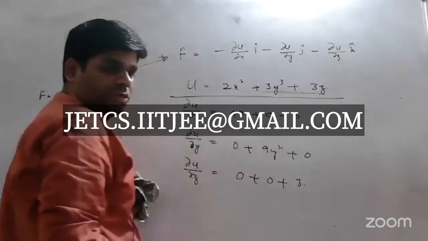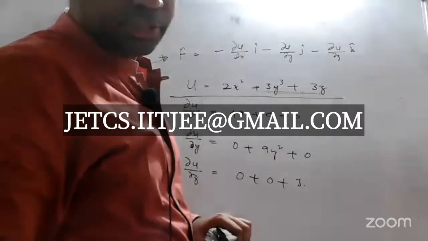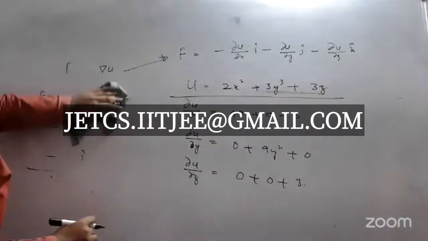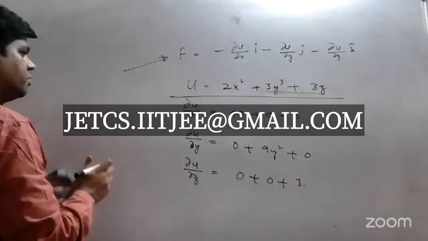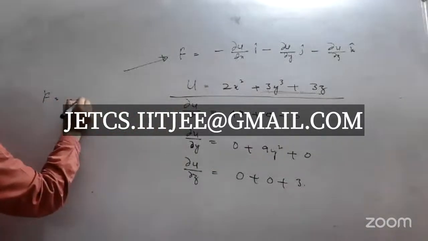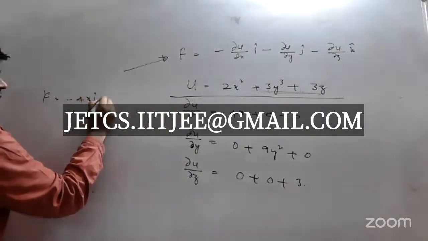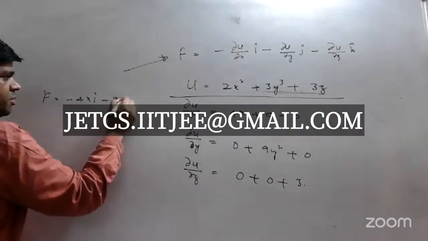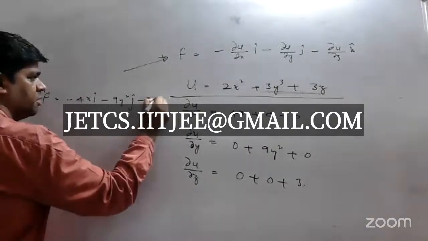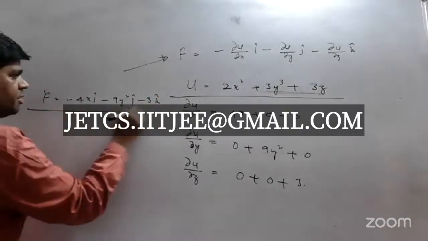Now, if I ask you what is the net force, how will I write the net force now? Minus du by dx i cap, minus 4x i cap, right? Minus 9y square j cap, correct. Minus 3 k cap, correct.